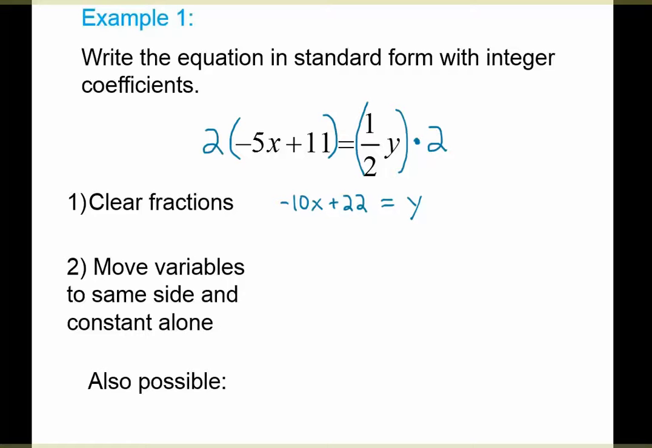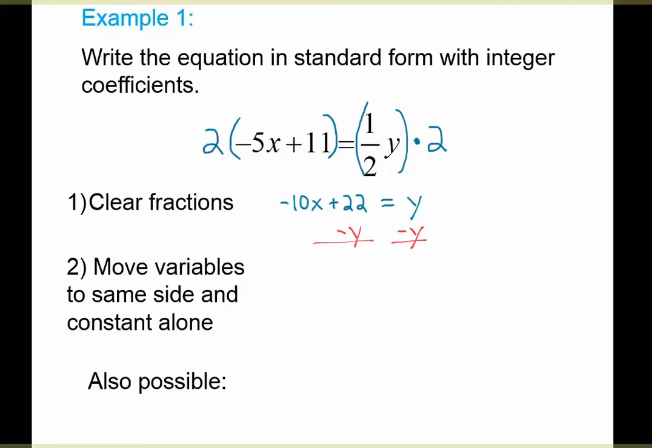Next, we're going to have to get the variables on the same side. And we're going to have to get the constant by itself on the other side. And you can see this is going to take more than one step here. So some of you might begin by subtracting the 22. Others of you might begin by subtracting the y. Both are valid. I'd probably take away y from both sides.